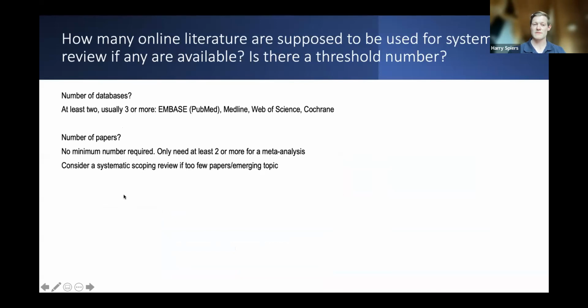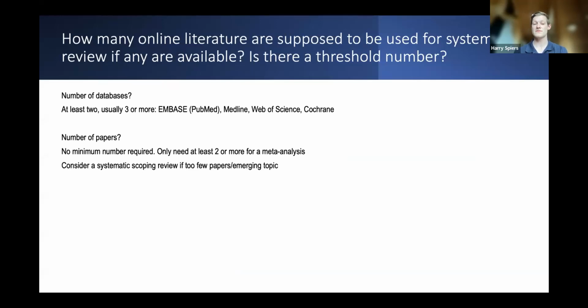Next question was, how many online literature databases are supposed to be used for a systematic review, if any are available? And is there a threshold number? I used this to answer two questions that were there. One, is there a minimum number of databases that you need to search? And two, is there a minimum number of papers that you need for a systematic review?